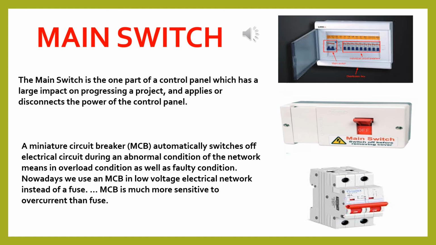An MCB automatically switches off an electrical circuit during an abnormal condition of the network, meaning in overload condition as well as faulty condition. Nowadays, we use an MCB in low voltage electrical networks instead of a fuse. An MCB is much more sensitive to overcurrent than a fuse.